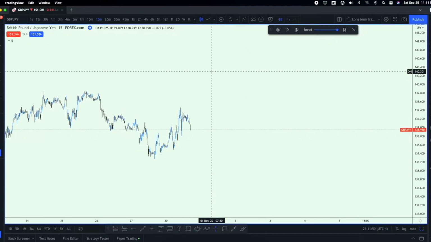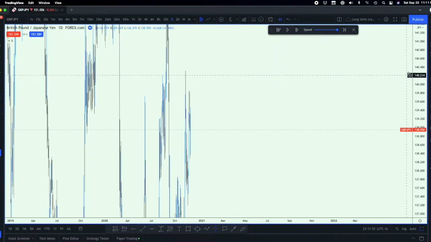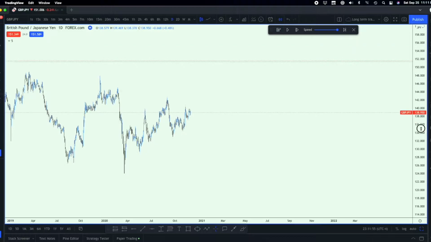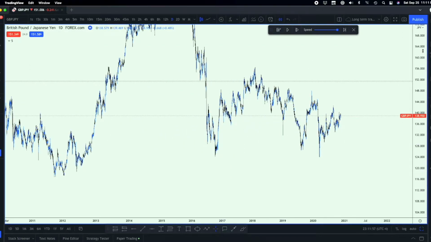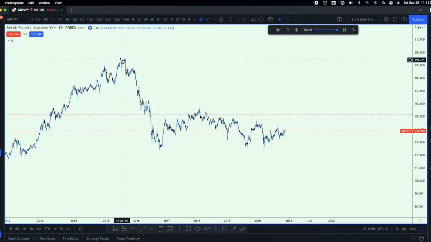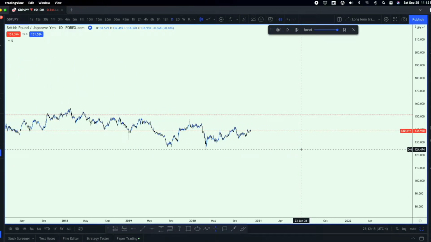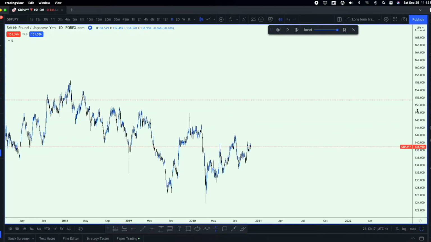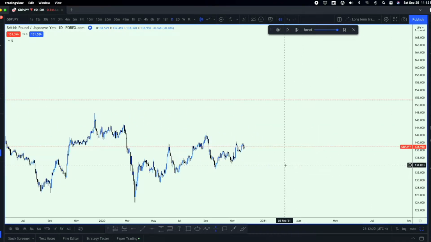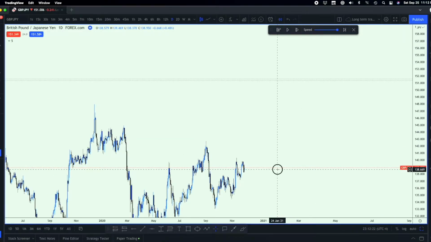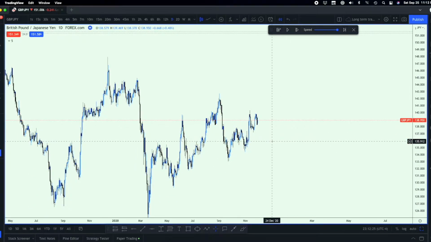So, now let's go to the daily to build a bias. So, big push down. I had a humongous push down. Rally back up, taking out lows, took out lows, trying to rally back up to continue taking out lows, probably. All right, let's do it.